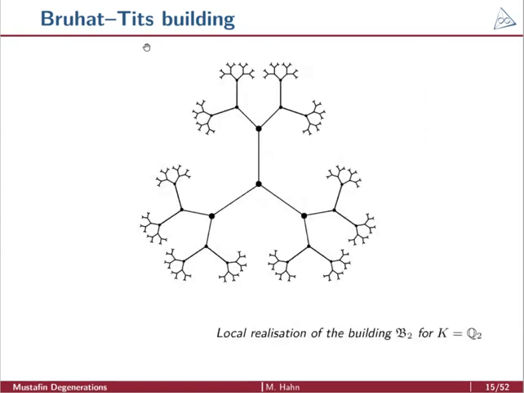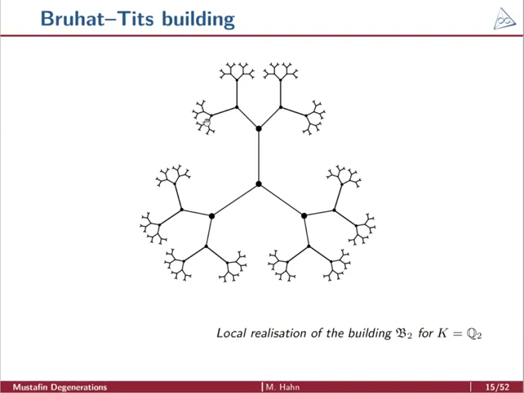Yes. So because I can't give you a formal definition, I'd rather show you a picture. This is a local realization of the building B2 over the 2-adic numbers. And so how does this building look? Well, you have a vertex in the middle. And let's say this vertex corresponds to the identity matrix. And then you have three edges, then you have two edges, two edges, two edges, and so on and so forth. And you do this infinitely often.